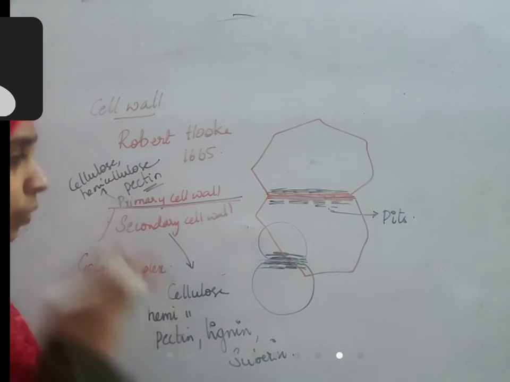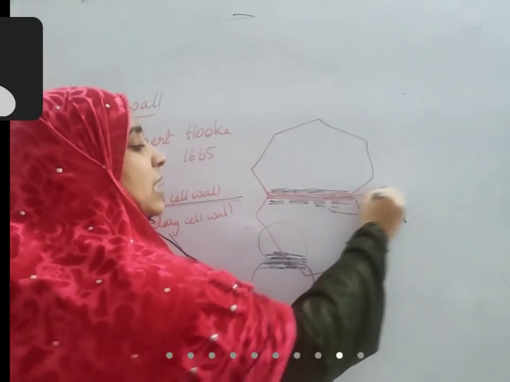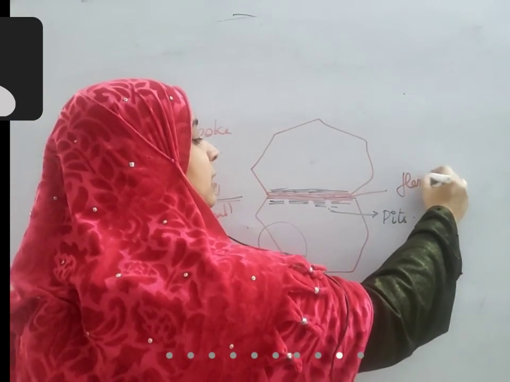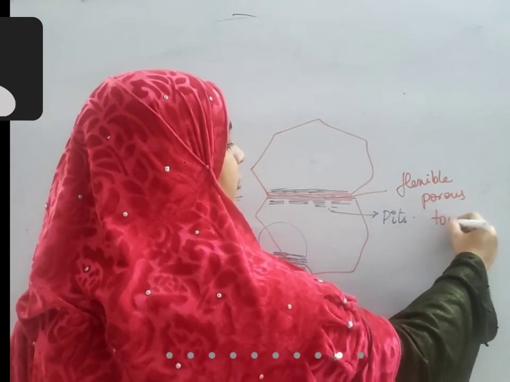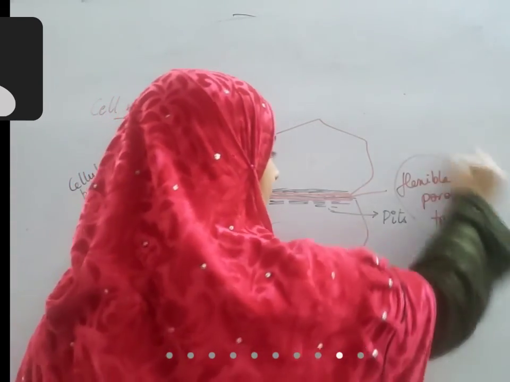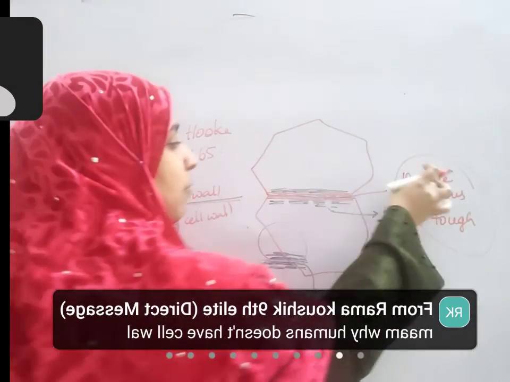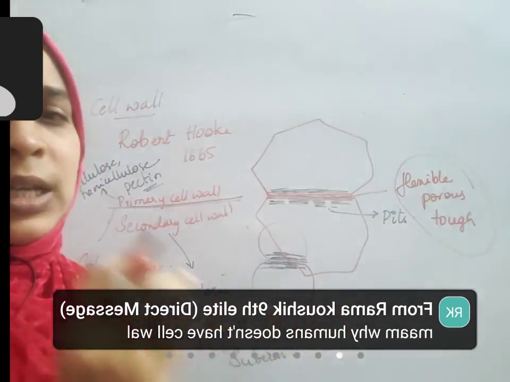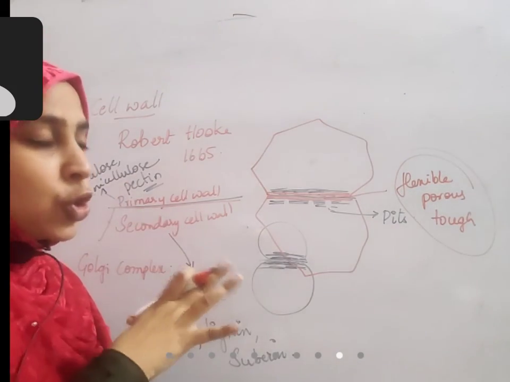Moreover, one more thing I have to say. Yeah, cell wall has pores. What is the nature of the cell wall? It is flexible, it is porous, and also tough. Three characters are present inside the cell wall. Okay, cell wall is something which is flexible, it is also porous, it is also tough.